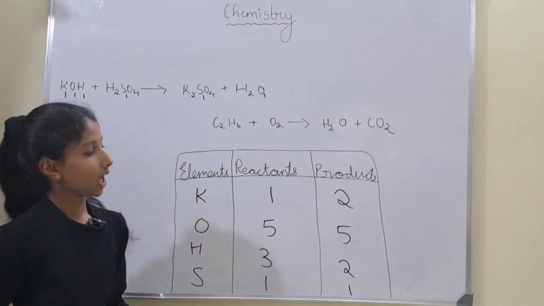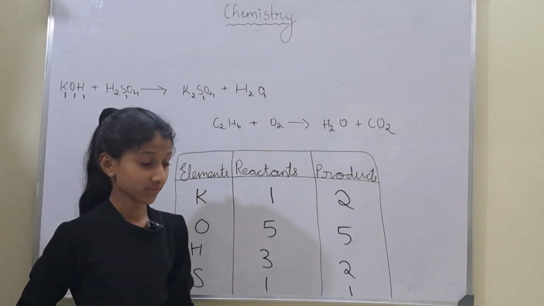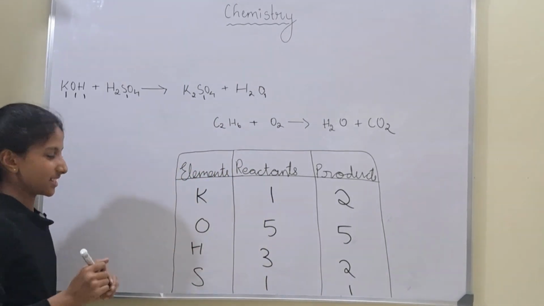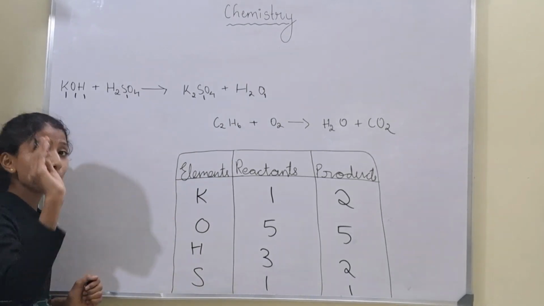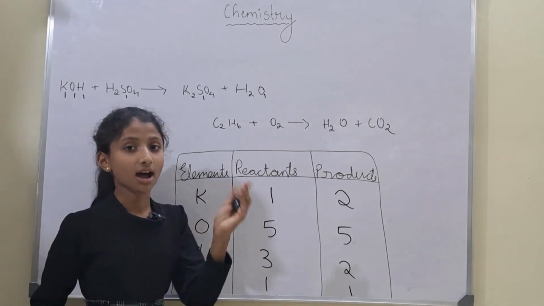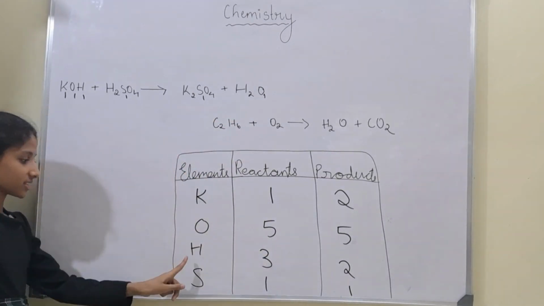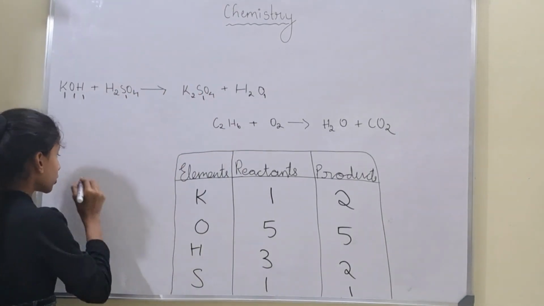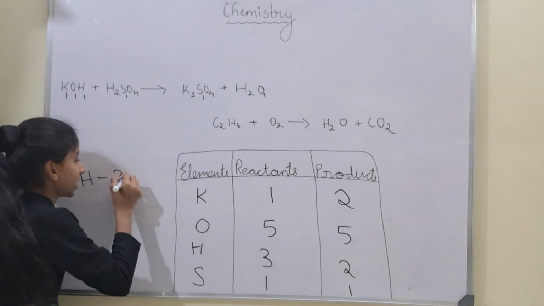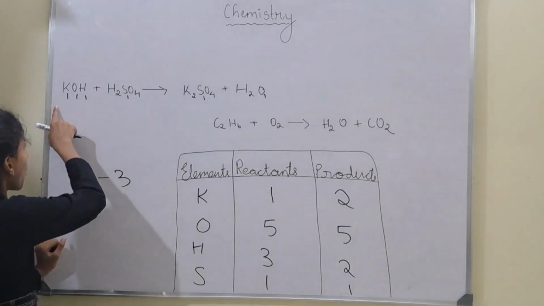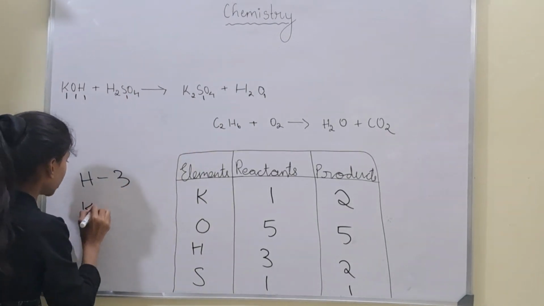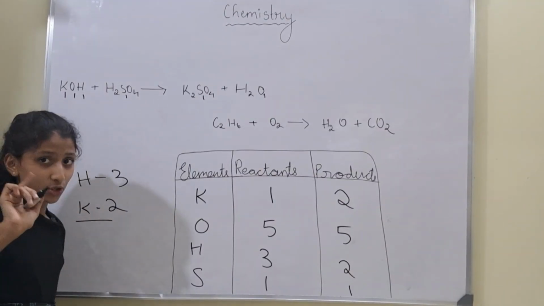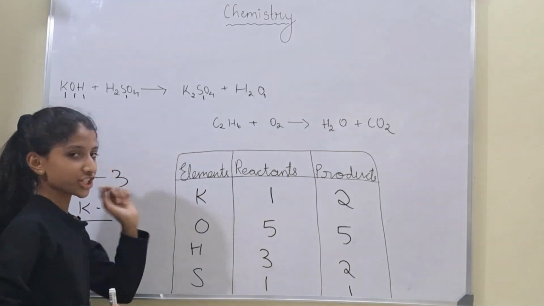Now, the question is, which one should we balance first? For this, to get an accurate answer, we have to go with the number of frequencies. What is frequency? The number of times that particular element has occurred in the chemical equation. First, let's try with hydrogen. 1 time, 2 times, 3 times. So, the frequency of hydrogen is 3. For potassium, 1, 2. Only 2 times. Now, in these two, which is the least? Potassium. So, we have to start balancing potassium first.